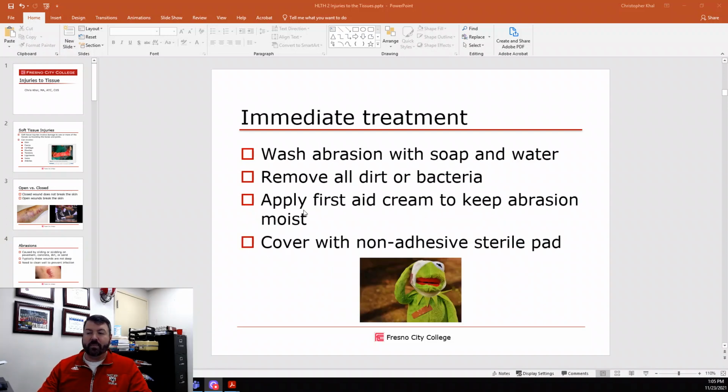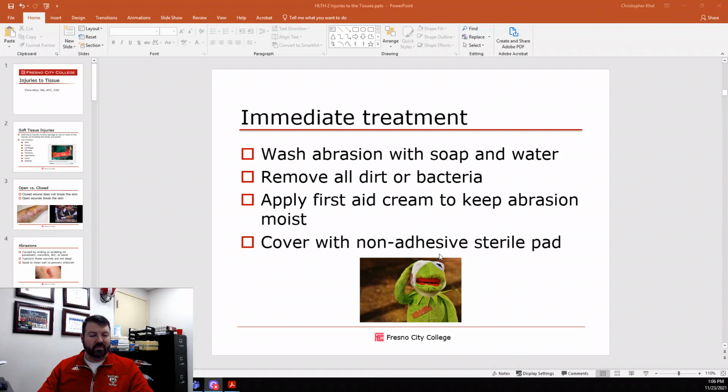Treatment: soap and water is your biggest thing on pretty much everything that's going to happen in here. It removes all that dirt and or bacteria if there is some there. Then first aid cream, which is going to be that antibiotic cream. You also want to make sure that there's no allergy to that antibiotic, because a lot of people do have allergies to some antibiotics, especially if you use the broad spectrum ones. And you want to cover with a non-adherent pad or bandage.